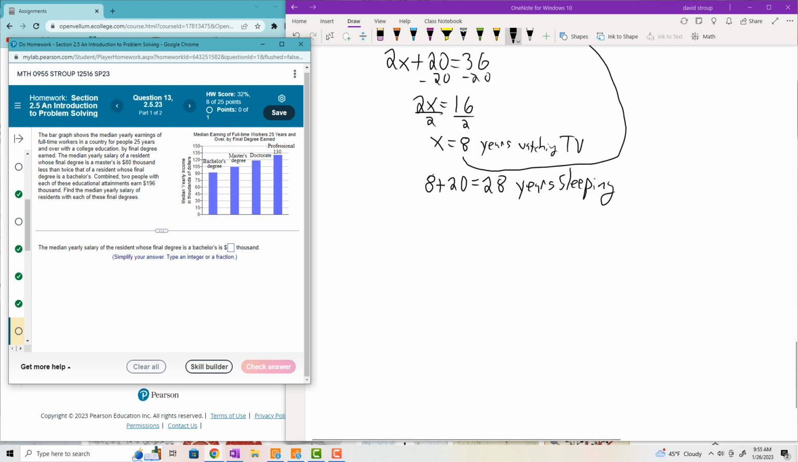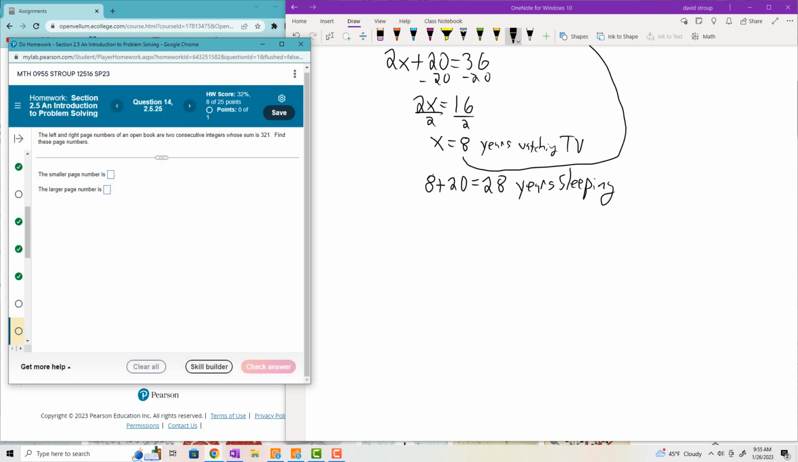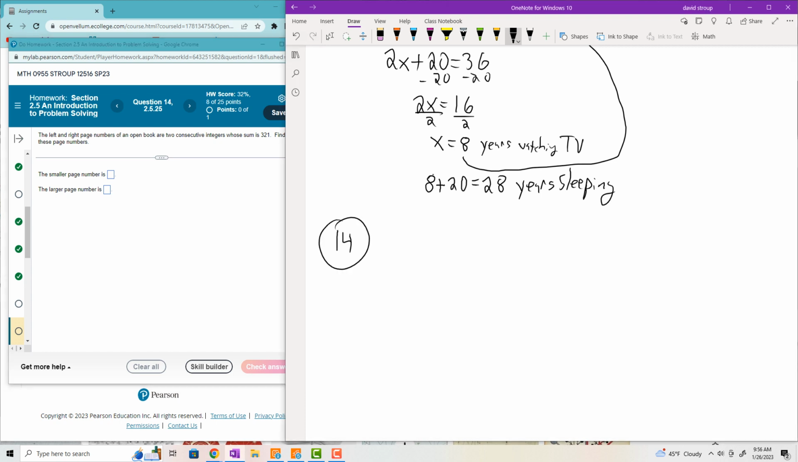Anyways, problem 13 is another one of these where there are two unknowns: define one as x and then define the other in terms of x. And number 14 is a problem concerning consecutive integers, right? So in 14, we're looking at a book, and it's saying that the page numbers are two consecutive integers whose sum is 321.